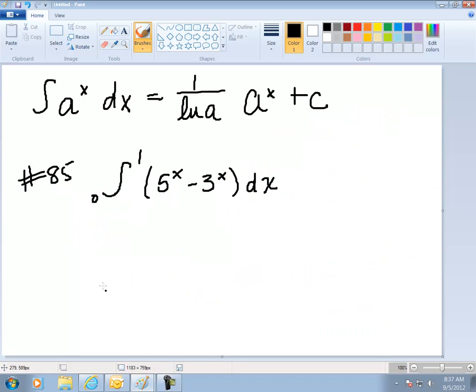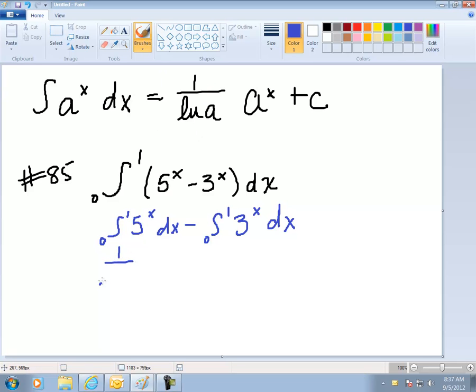One more example. In this example, again, I have a definite integral. I want to evaluate this from 0 to 1. So I'm going to first integrate it, and then I'm going to do the evaluation. Again, I'm subtracting here, so this is going to be equal to the integral from 0 to 1 of 5 to the x dx, minus the integral from 0 to 1 of 3 to the x dx. Once again, my rule's up here. I don't have to worry about my derivative because the derivative of my exponent in this case is just 1, which I already have.